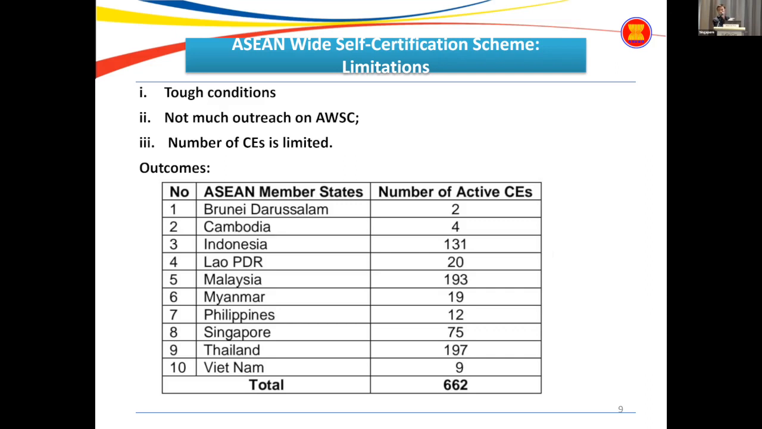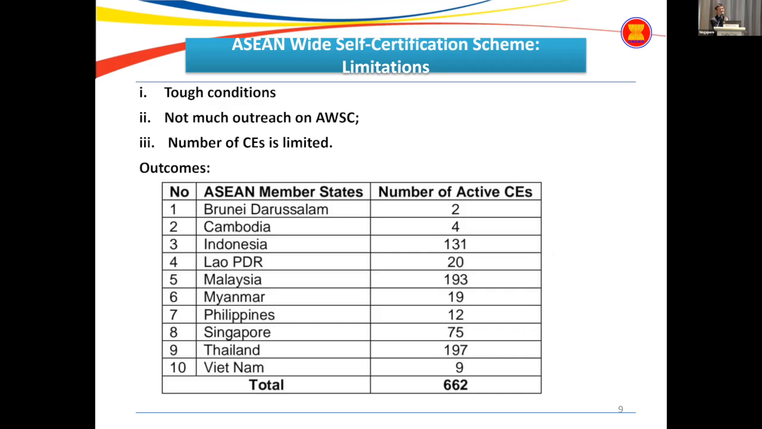The second is that not many people know about the ASEAN-wide self-certification scheme. Some of my friends still ask me about the status of pilot 1 and pilot 2, but actually since 2019, they have already been merged. So the outreach of this is not as good. And the third thing is the number of certified exporters is limited.